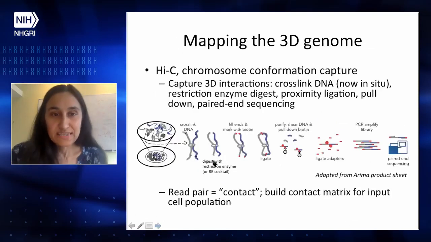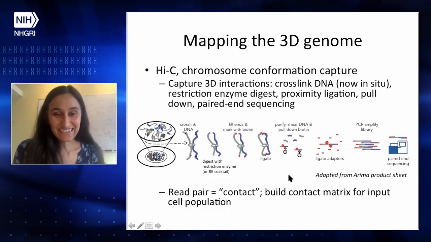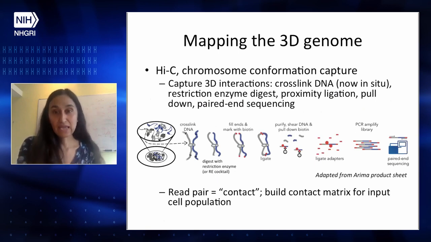Okay, so the data we're going to use is chromosome conformation capture data, such as Hi-C. Here's a picture of Hi-C. The basic idea is that you're cross-linking proteins to DNA in situ. You do a restriction enzyme digest so that you're cutting up the chromatin, you ligate and pull down, and you get paired end reads where the read pair maps a contact.